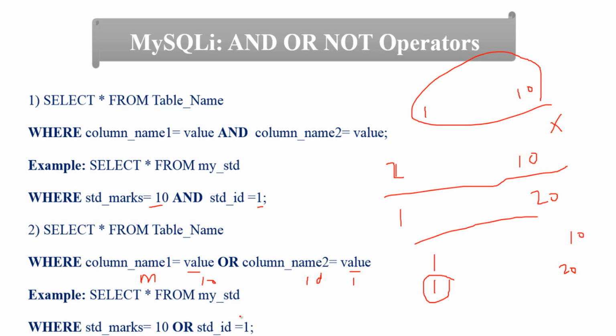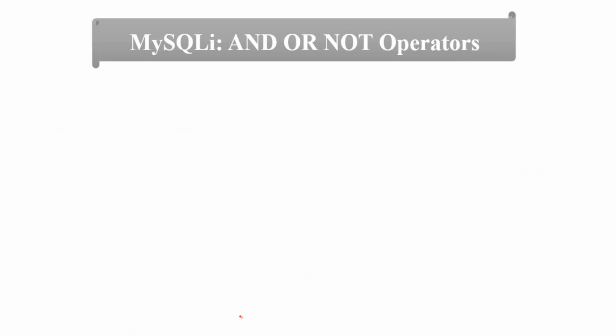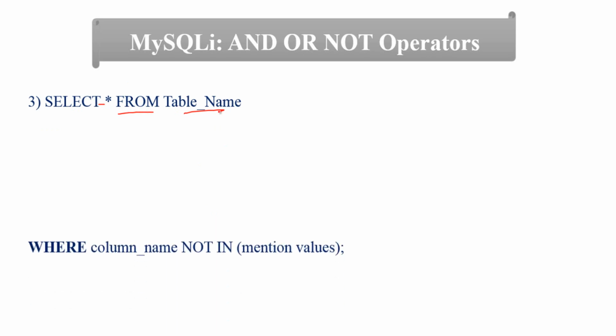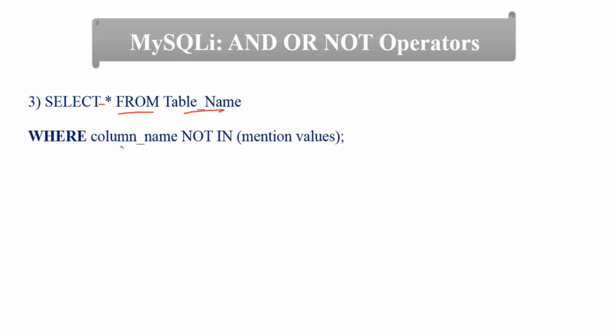Practically, we will discuss each and everything. Clear your concept. Now, another is using the NOT operator. Select all the fields from table. The table name you have to mention here, and where column name, for example, column name is student id or student marks, that value NOT IN. So you have to mention values here. These values should be taken from that column. So it will display all the records in which these values are not present.